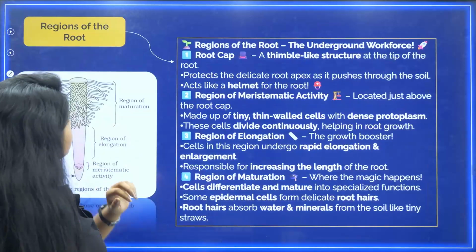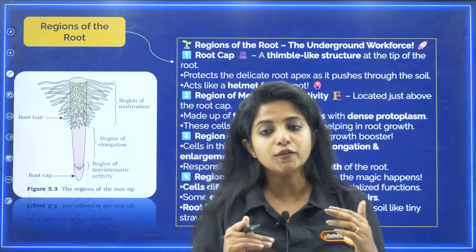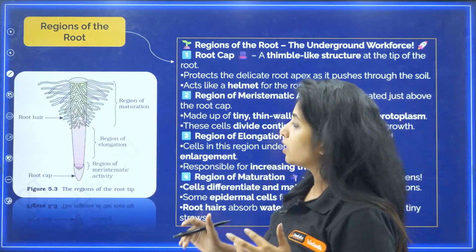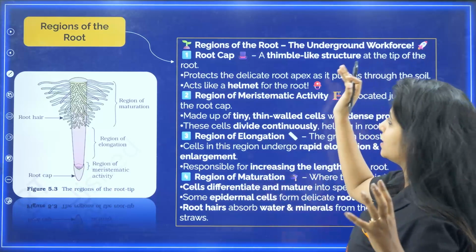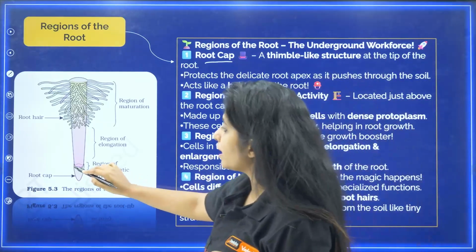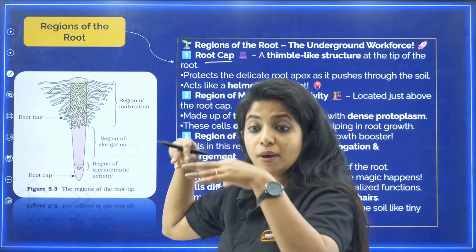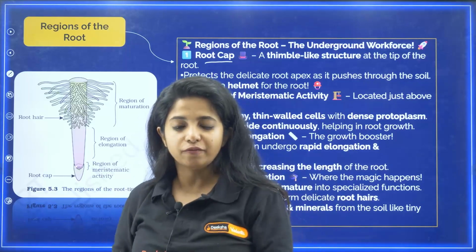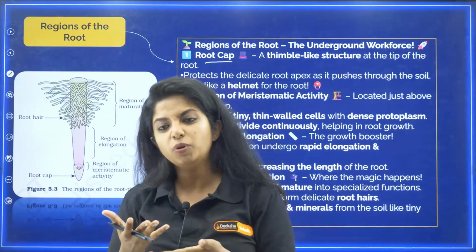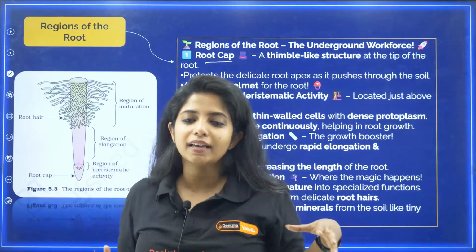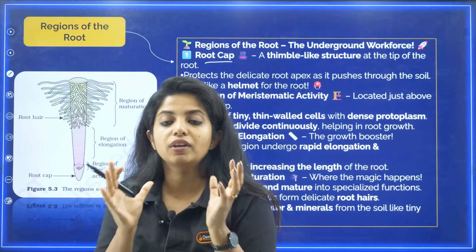Now going ahead with the next thing, regions of the root. So root also has different regions, my dear children. Okay, the underground workforce, let's see that. So the root cap that you see, so root is protected by a root cap. Why, my dear children? Because the root has to get inside the soil, and when it gets inside the soil, there are chances that the soil could be rough, there could be grit over there, and it could get damaged. So to protect it, we have a root cap.